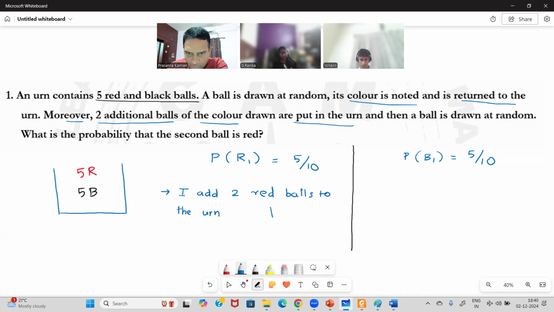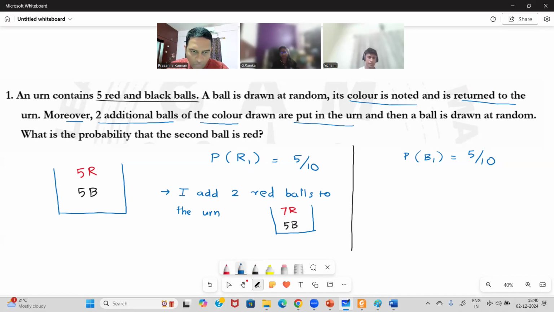Now, can you tell me how the urn looks? How many red balls are there in the urn? 7 red balls. Ranika, I have already taken a red ball. I think you're clear with that, right? It is returned to the urn. Okay, correct. I'm replacing it, so that's correct. So how many red balls are there? 7 red balls. Very good. How many black balls are there? 5 black balls. Correct.